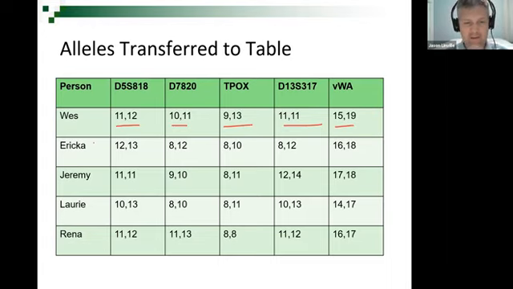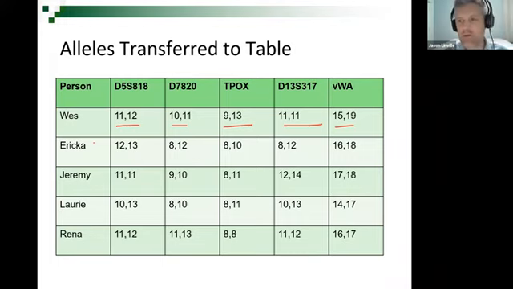Compare your evidence to the data and you just see if they match. If they match, you do your statistics. If they don't match, then you write in your report, excluded. This person was not the contributor for the blood at the crime scene.